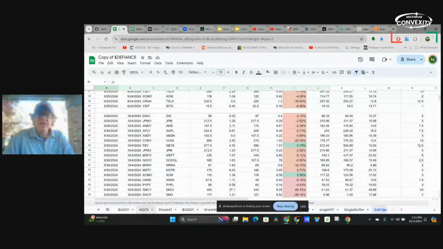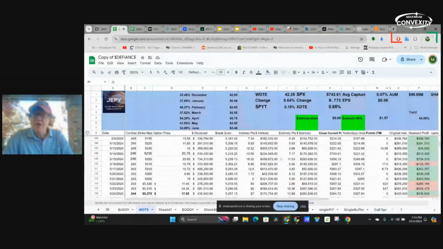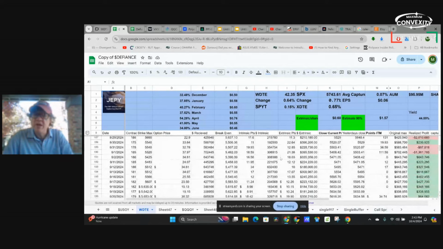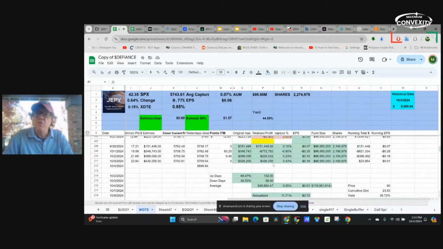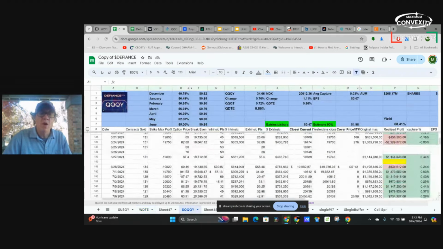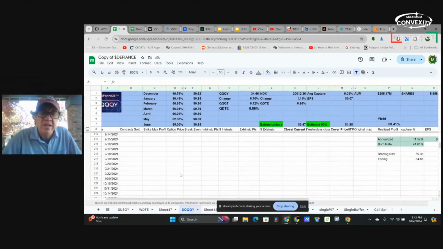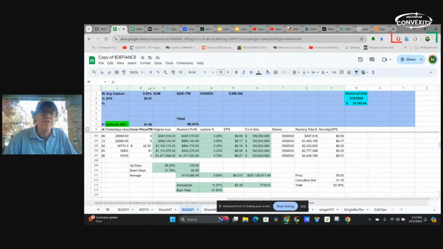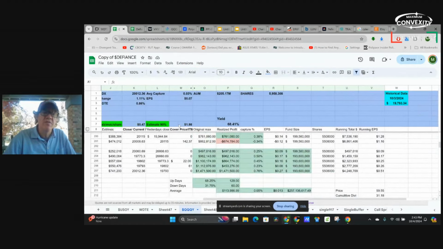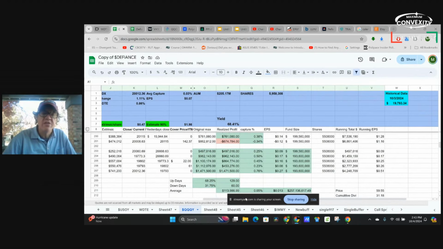All right, WDTE is killing it. I think all the Defiants are up last time I checked. Yes, this one's full profit. They're making $420,000, up 1 cent a share on the month, dividend estimate $1.57. QQQY is making $1.4 million, up 51 cents on the month, dividend estimate is 98 cents.